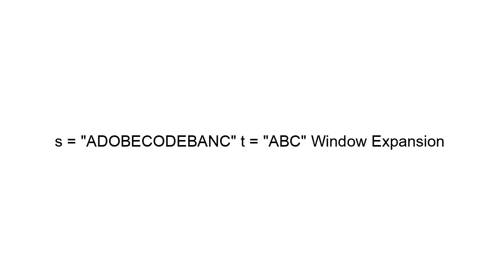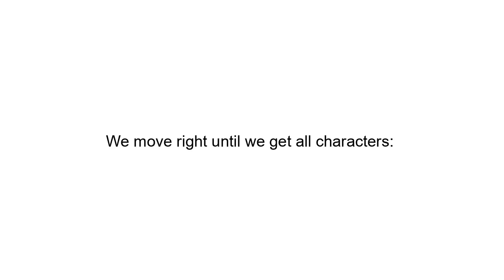Example walkthrough. Let S equal ADOBECODEBANC, T equals ABC. Window expansion: we move right until we get all characters. ADOBEC. This window contains A, B, C, so it is valid. Window shrinking: now move left to remove unnecessary characters.